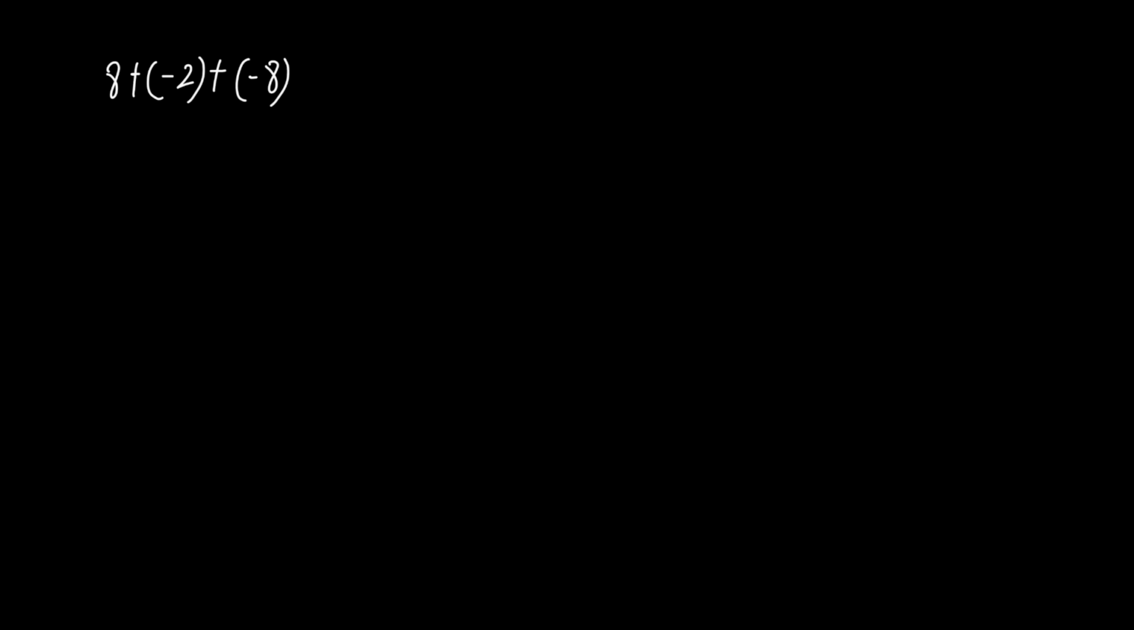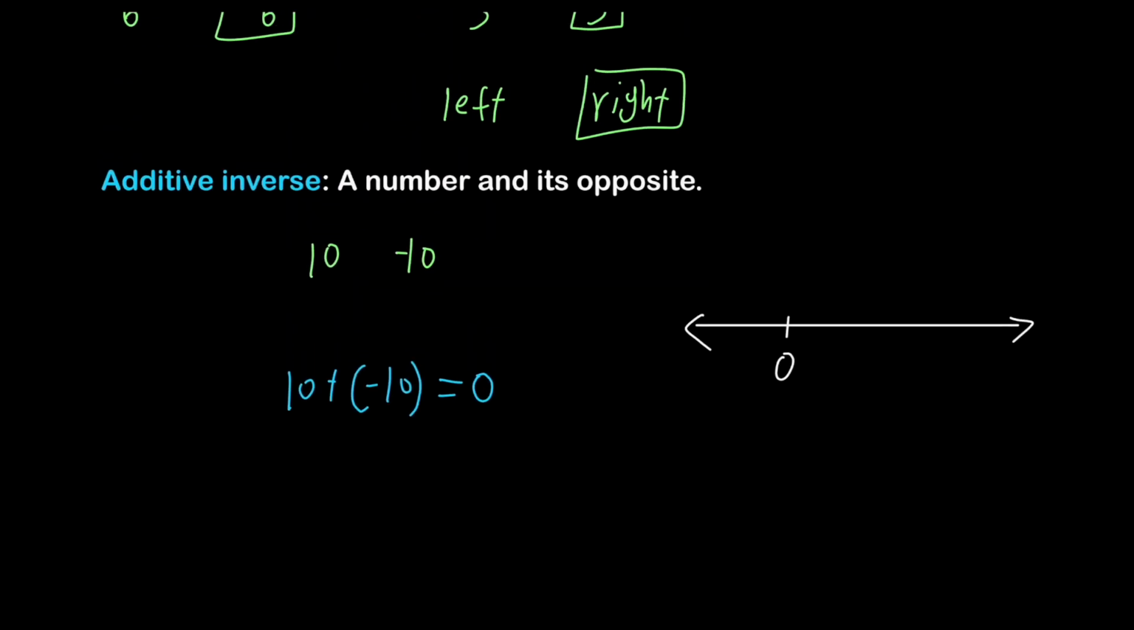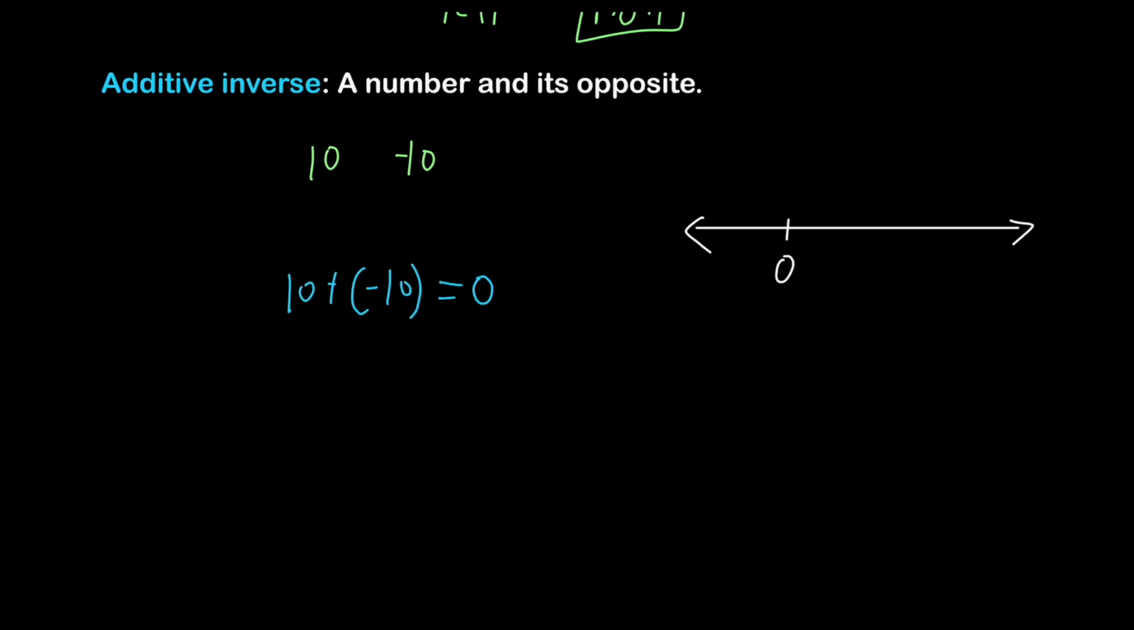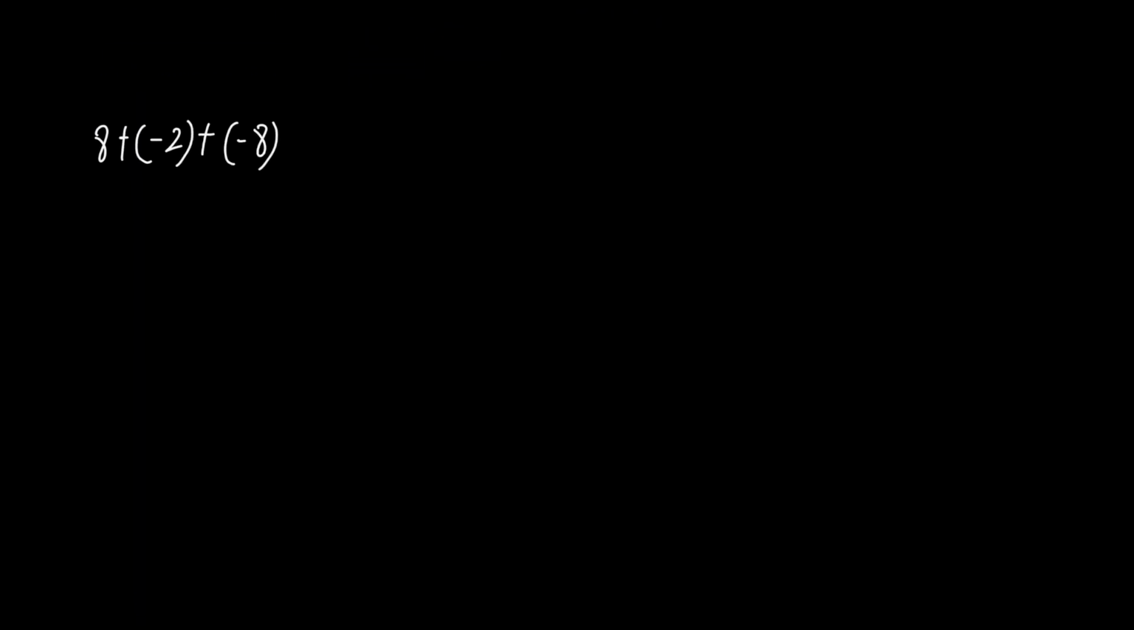One is we just learned the additive inverse. Go back to see additive inverse. If they are numbers and they are opposite of each other, when we add them together, they will be 0. And for this question, we see there's 8 and a -8. If we add them together, they will be 0, right? And then 0 plus -2 is -2, right? So let's do that.